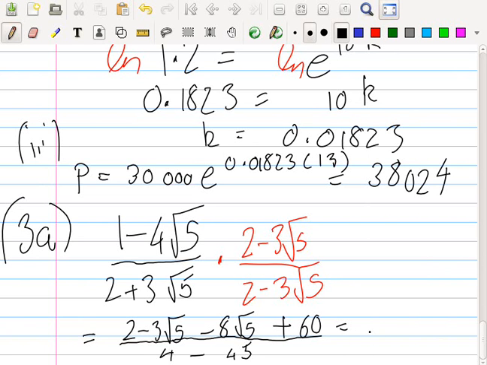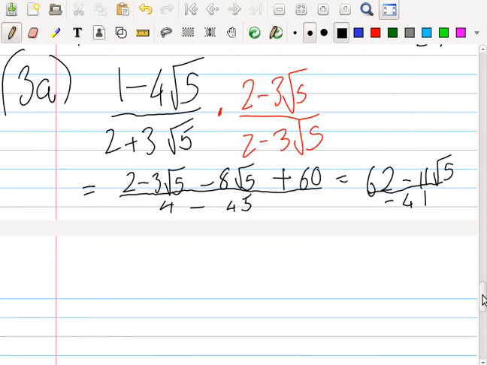So you get 62 minus 11 root 5 all over minus 40. Sorry, is something wrong? Yeah? What's 40? It's not 45, is it? Oh, sorry. I'm mixing up my 4s and 5s today. 41, thank you.